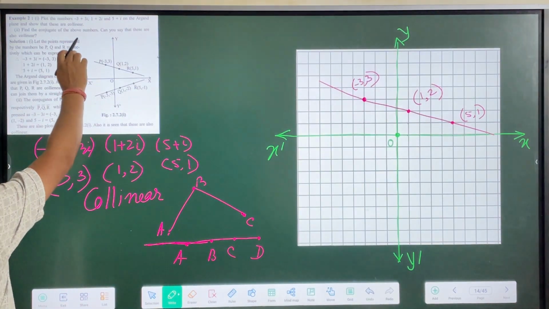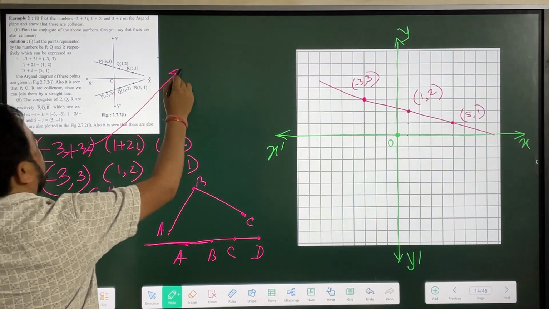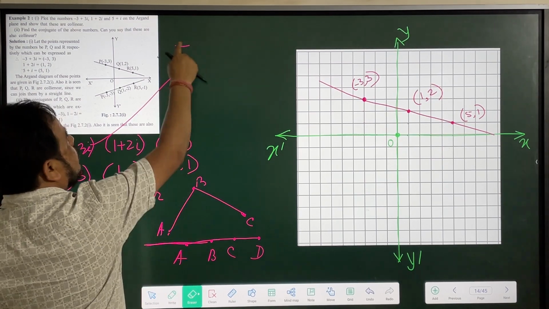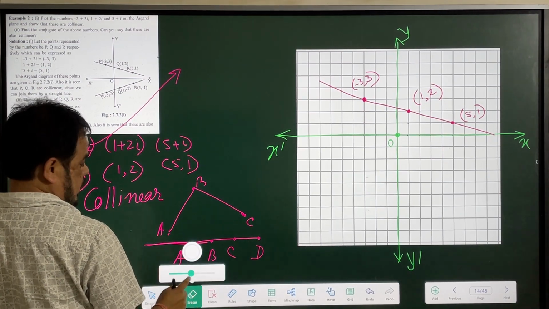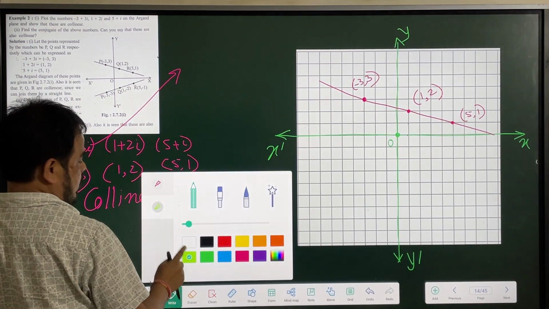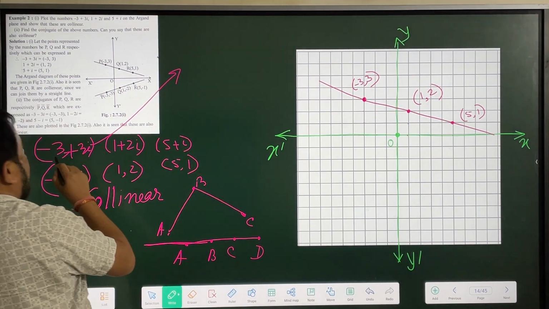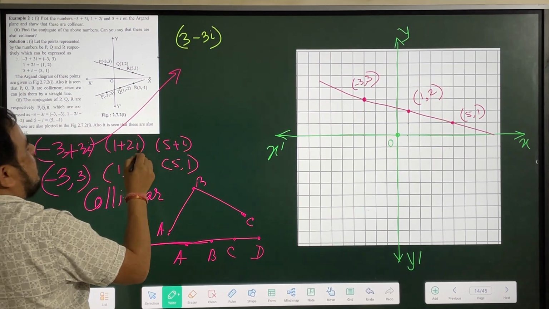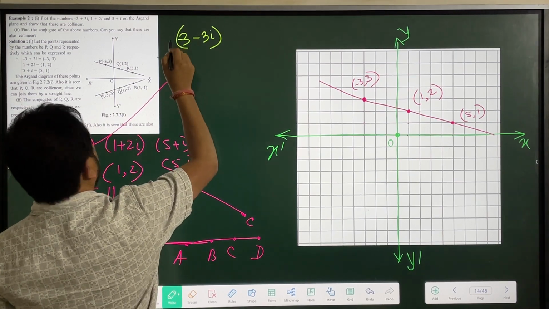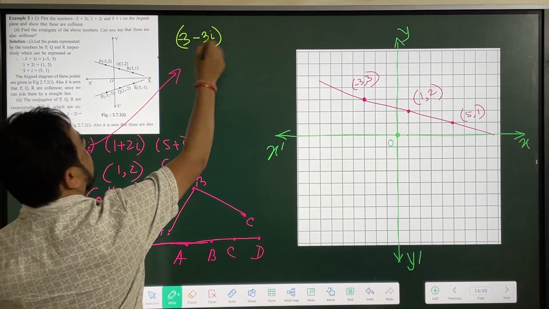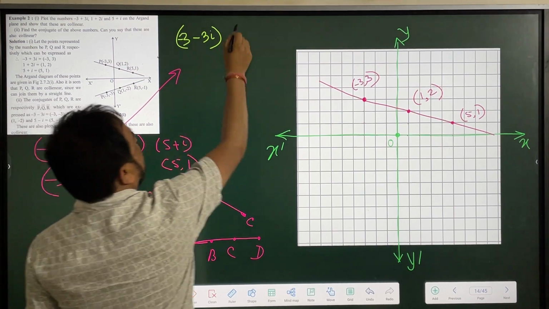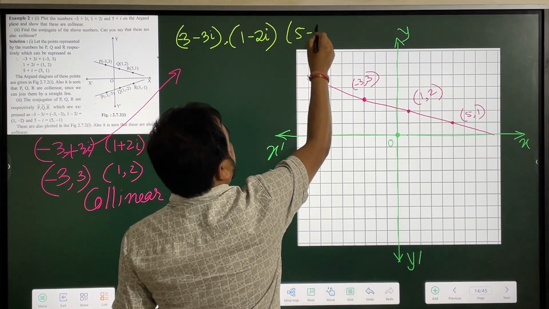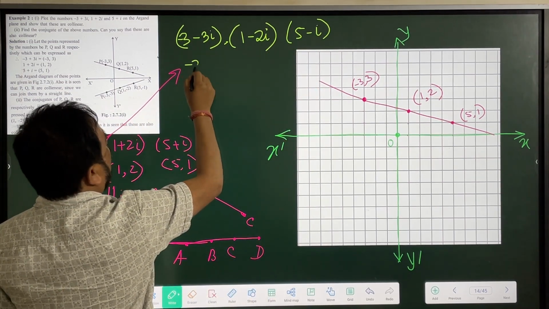Number 2: find the conjugate of the above numbers. Conjugate of minus 3 plus 3i. So we will write now. We will write here minus 3 plus 3i; its conjugate is minus 3 minus 3i. Then 1 plus 2i has conjugate 1 minus 2i. Then 5 plus i has conjugate 5 minus i.